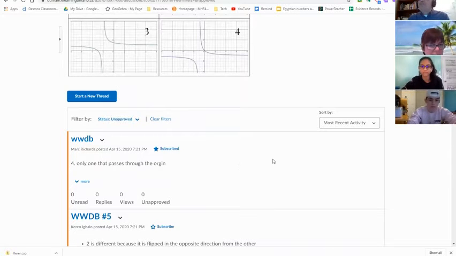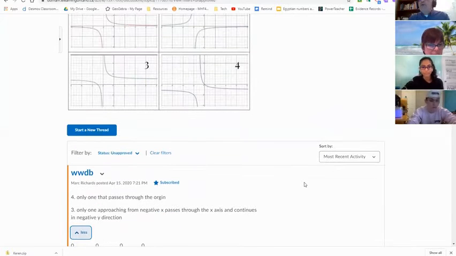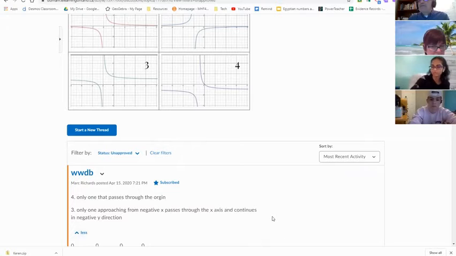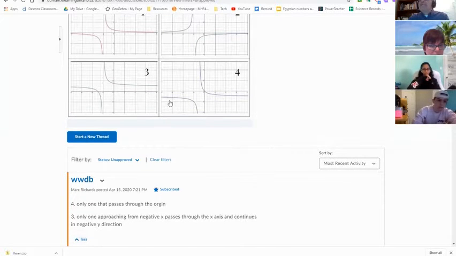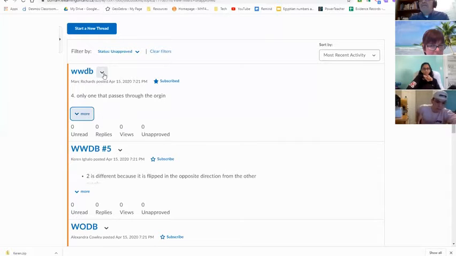He said number 4 is the only one that passes through the origin. Only 3, only 1 that is approaching from negative x, passes through the x-axis, and continues in negative y direction. That is correct, it's true. It touches the x-axis. This doesn't. Cool. Very good.